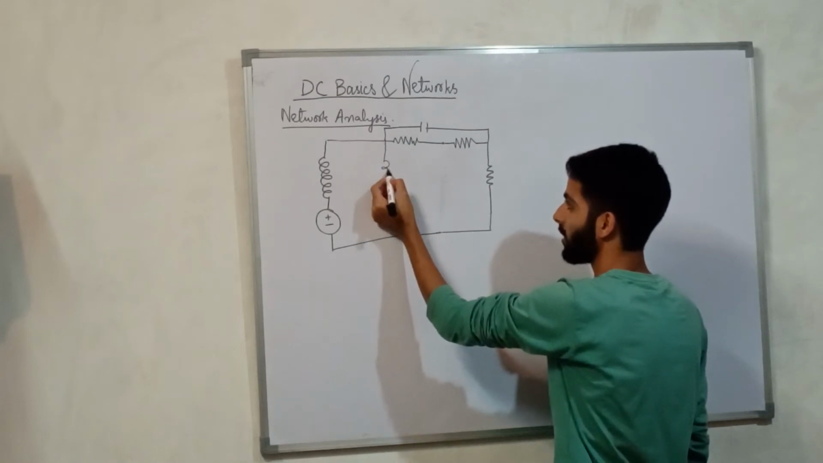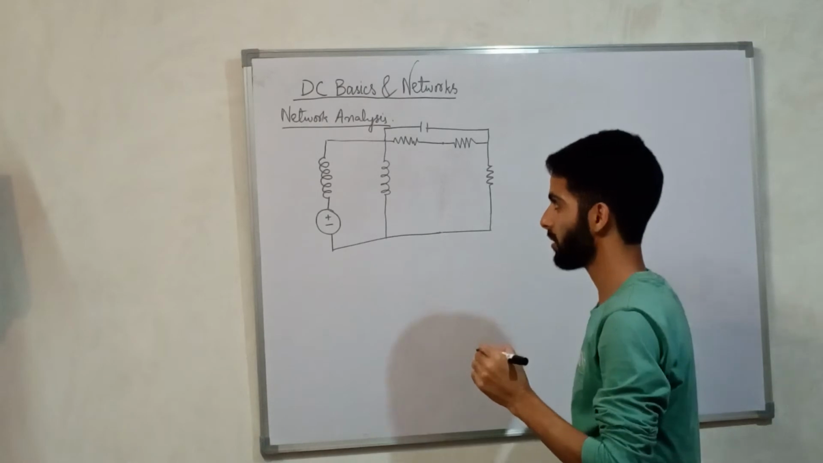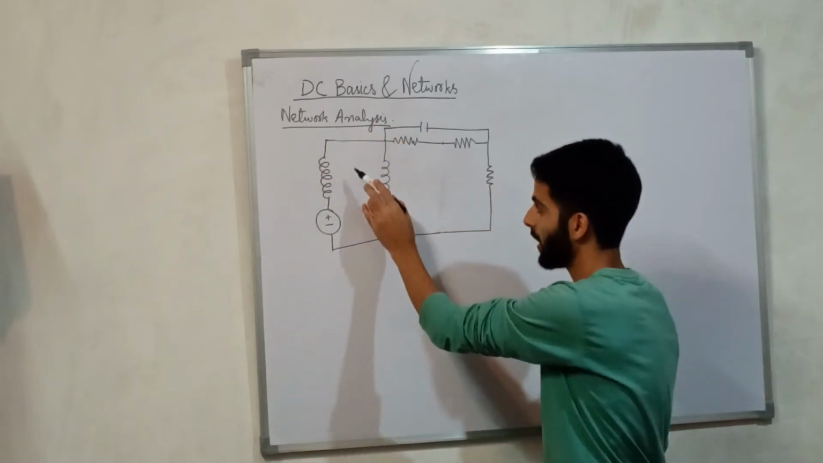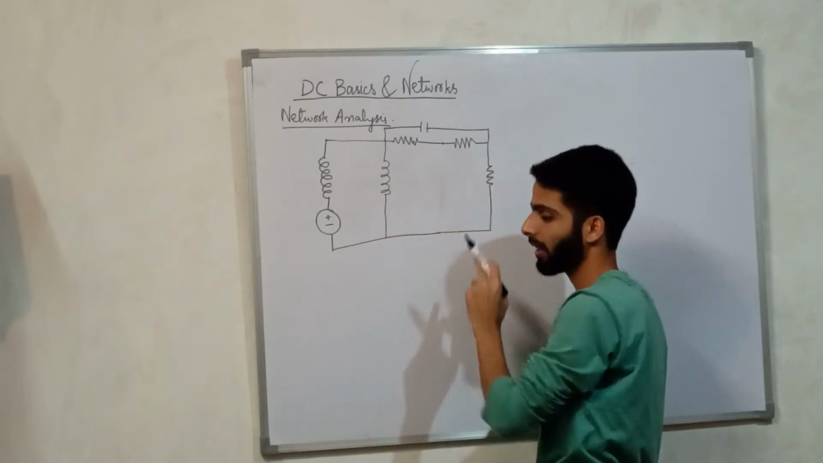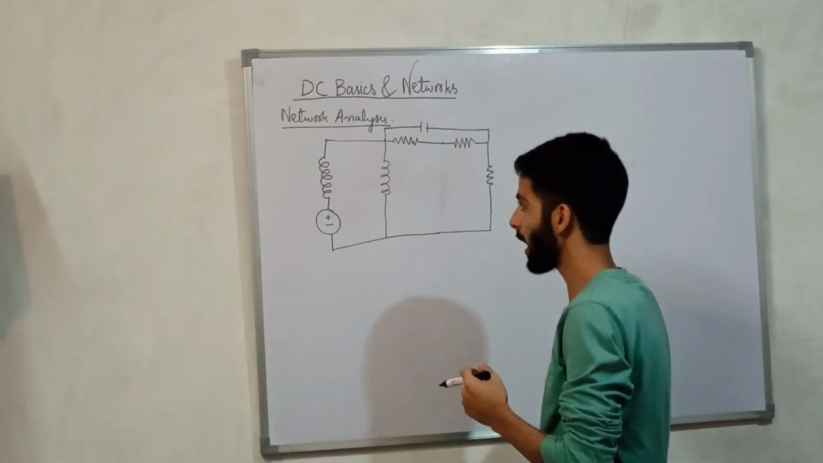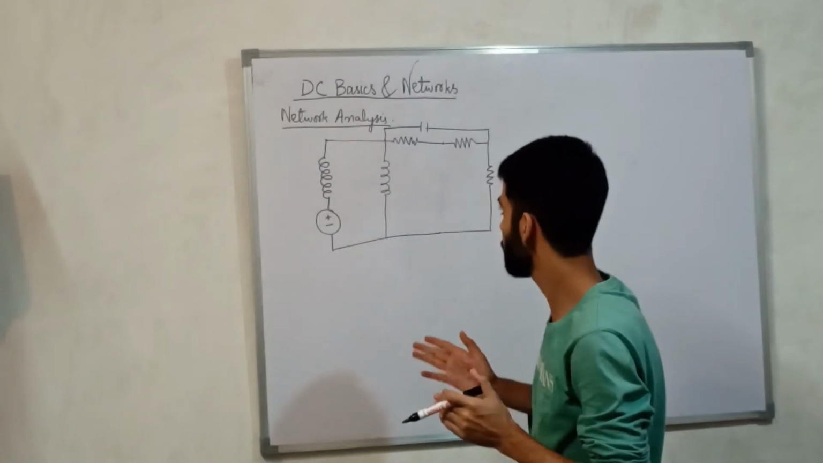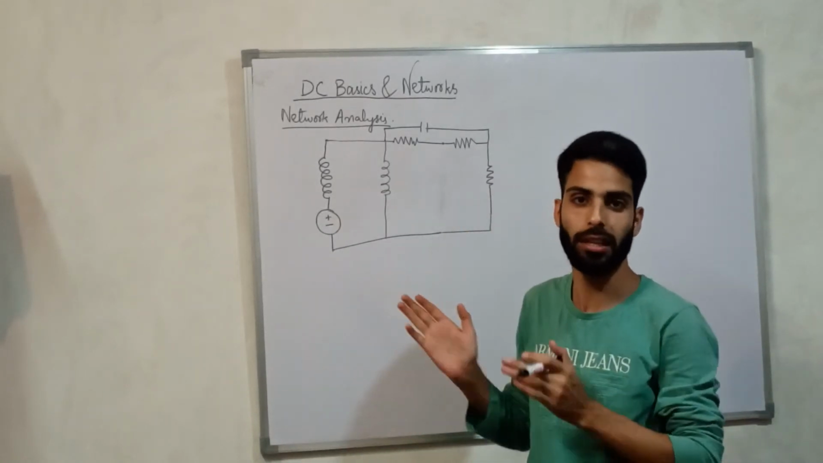Here I make an inductor. So friends, you can see I have an inductor here, two resistances here, another resistance here, and a capacitor over there on the top. So what I am going to do basically, I'll try to make a graph, a reduced form of this circuit.